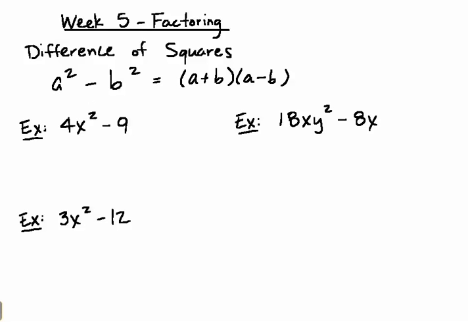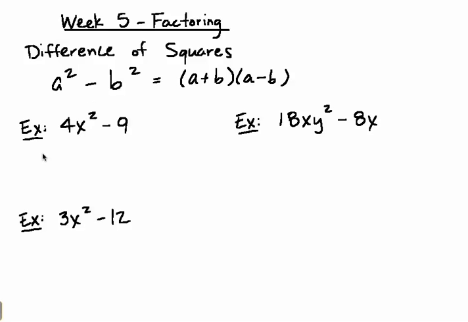When you're factoring, anytime that you have two terms, you want to check to see if it is a difference of squares. Difference meaning that you have subtraction, squares meaning that they're a perfect square. You can take the square root of each term. And so you see in the formula here, you can factor a squared minus b squared into a plus b times a minus b. A is the square root of a squared, b is the square root of b squared.